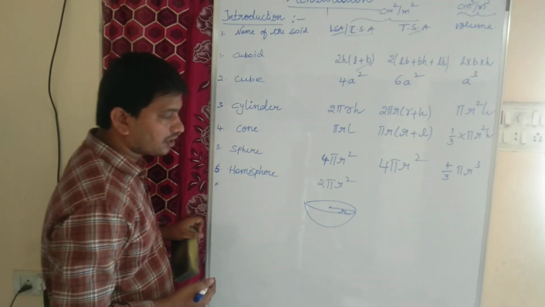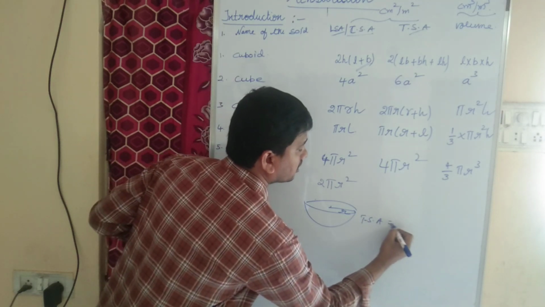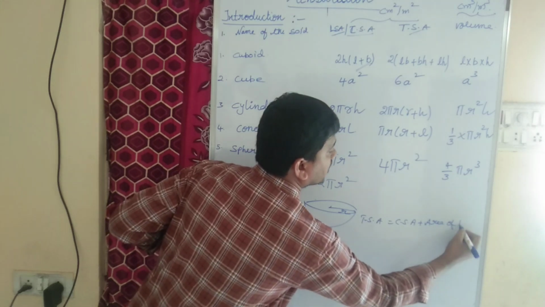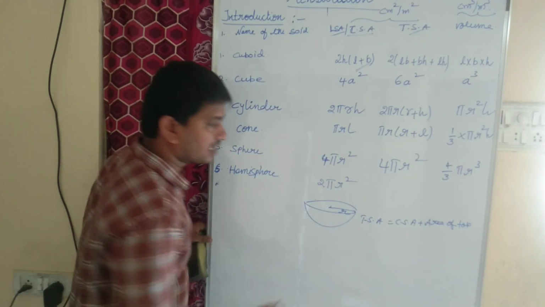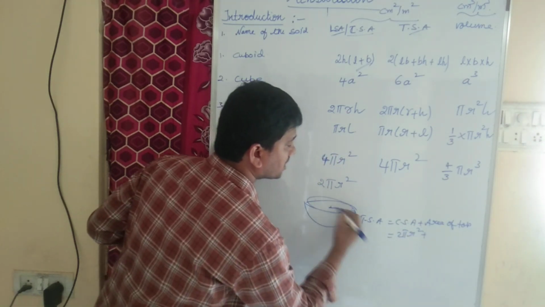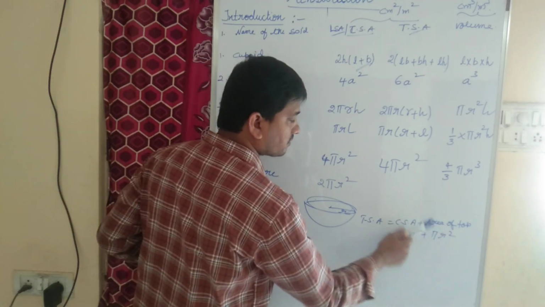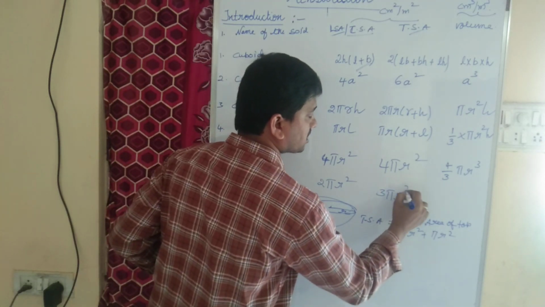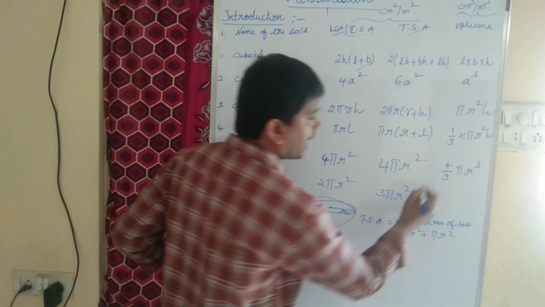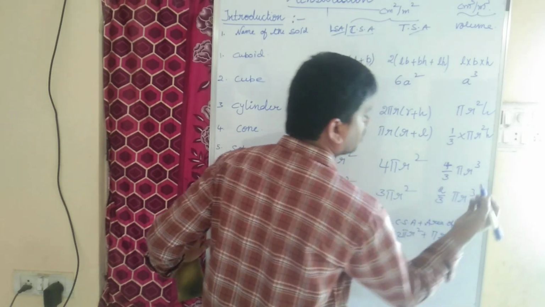What about TSA? What is the TSA of hemisphere? CSA plus area of top face. As we know that CSA is 2 pi r square, and what about the top? The top is circular in shape, which is pi r square. So 2 pi r square plus 1 pi r square, which is 3 pi r square, and the volume will be half of the sphere. As sphere is 4 by 3 pi r cube, hemisphere will be 2 by 3 pi r cube.